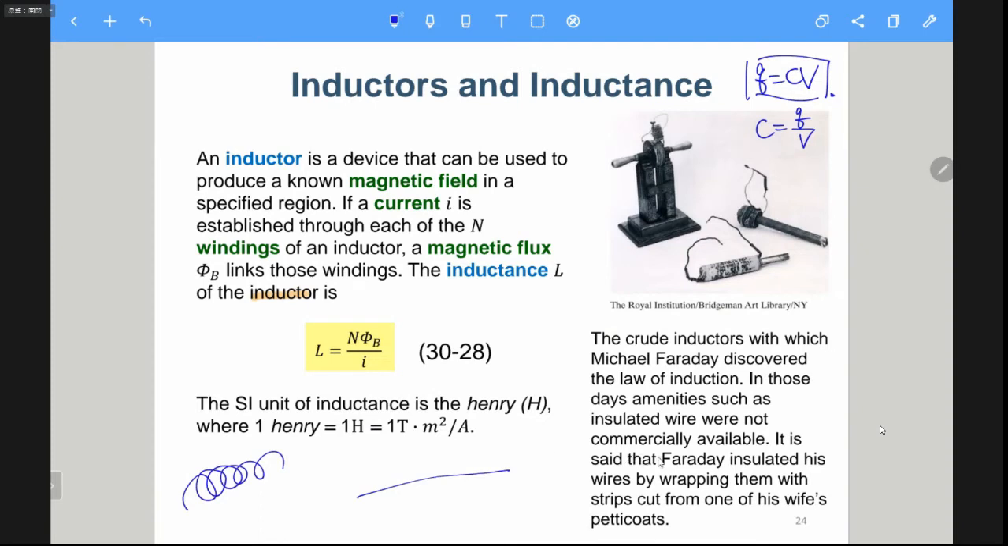So Faraday really needed to use some insulated wire, which means there is some insulator bounding the wire. Faraday insulated his wire by wrapping it with strips cut from one of his wife's petticoats. Yeah, he used one of his wife's petticoats, cut it into strips, and wrapped the wire.